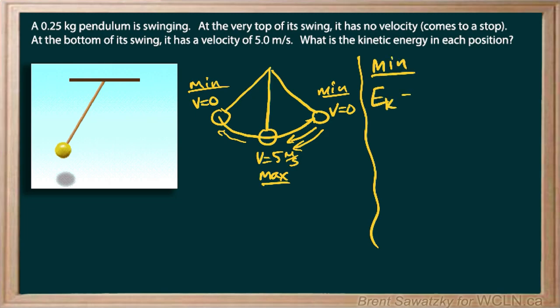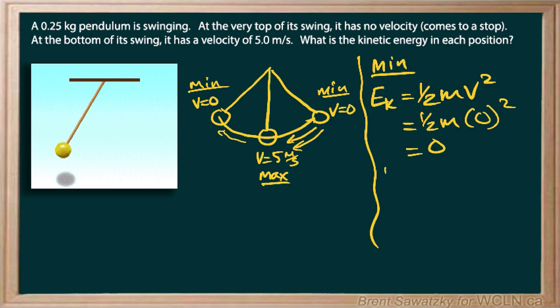the energy of motion, 1/2 mv squared, we know right away that we do have a mass for sure, but we know that the velocity is 0. 0 squared is 0, and 0 times anything is 0. Bottom line is we have no kinetic energy at the minimum point.